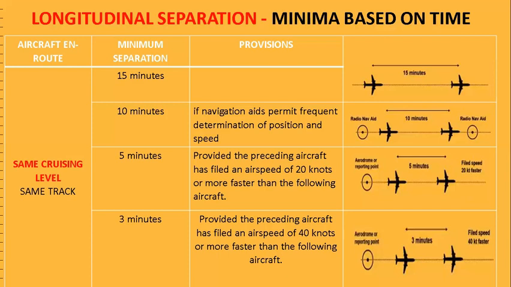Then we can further reduce it to 5 minutes, provided the first, preceding aircraft is 20 knots or more faster than the following aircraft. Then this 5 minutes can further be reduced to 3 minutes for same track, same level, provided that the preceding aircraft is 40 knots or more faster than the following aircraft.